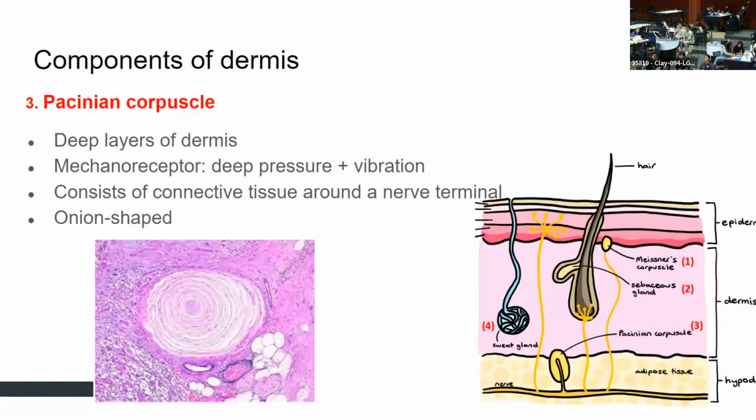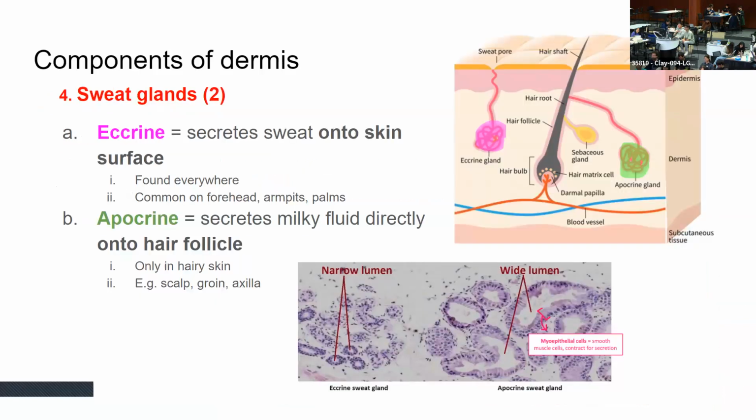Your Pacinian corpuscles are in the deep layer. If you have a look, it's almost at the very bottom of the dermis. And as a result, it's much more about deep pressure and vibration. The main thing with this is you want to know what it looks like histologically, and also the general function of it. So it's more onion-shaped, and it consists of connective tissue around a nerve terminal.